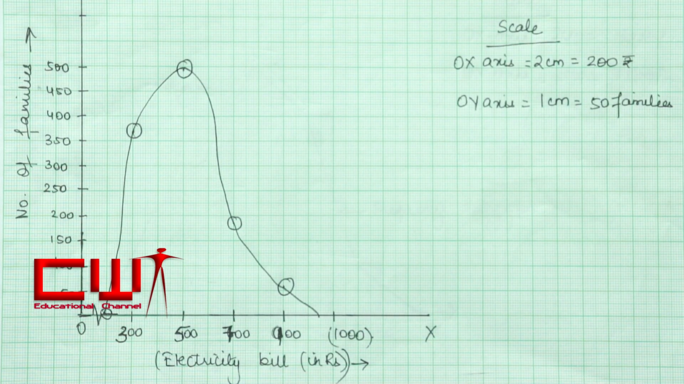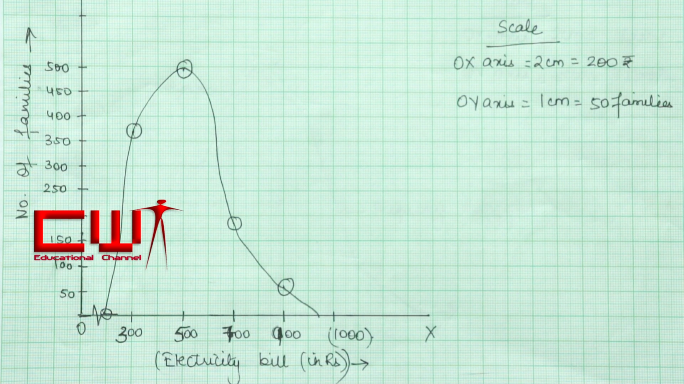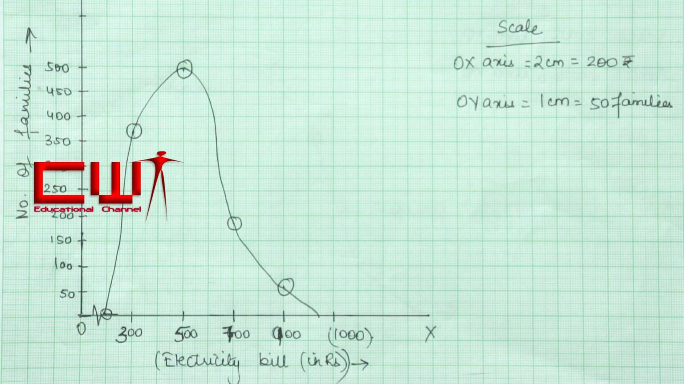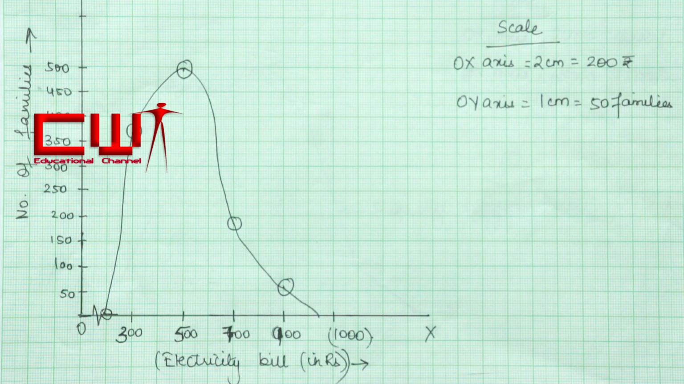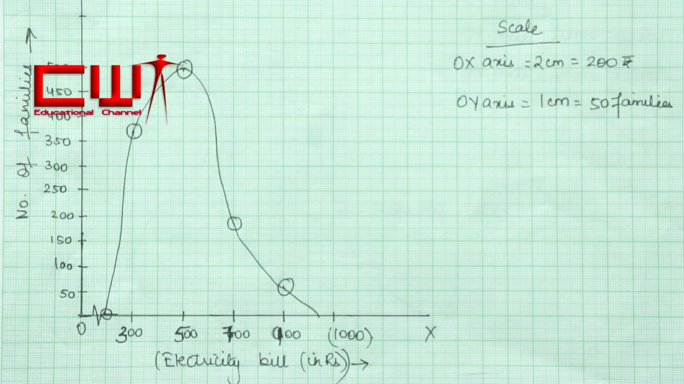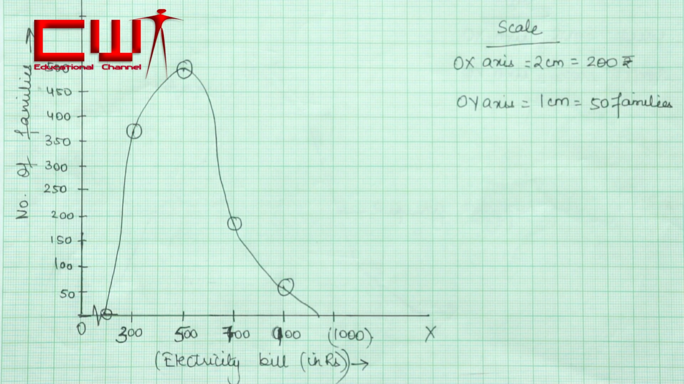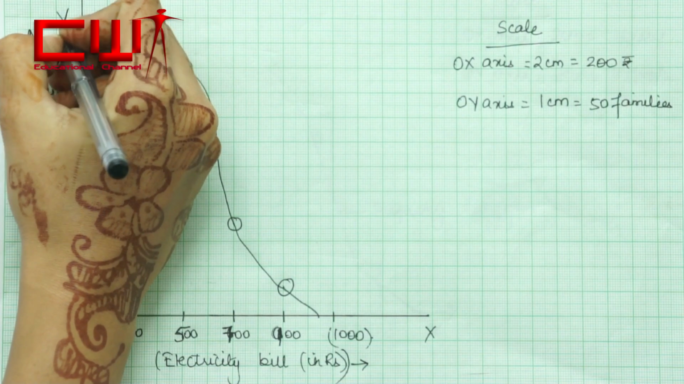Exercise 6.3, second question. In the first question, we made a polygon with the help of a histogram. Now in the next question, we will not make a histogram, we will just draw a frequency polygon. See how it is done. The first column gives the electricity bill in a month, which we will plot on the OX axis, that is electricity bill in rupees, and the number of families we will plot on the OY axis.